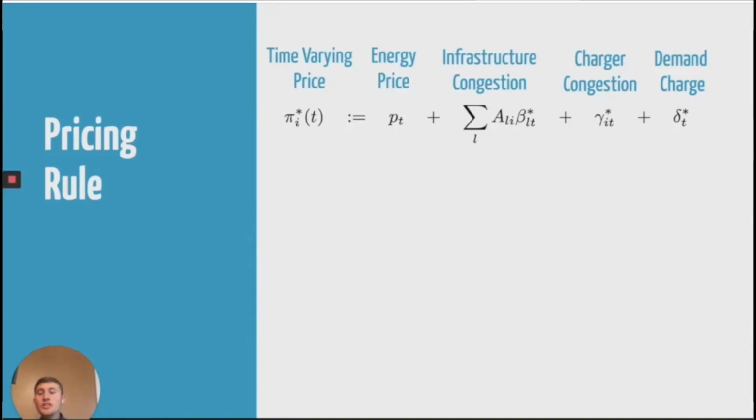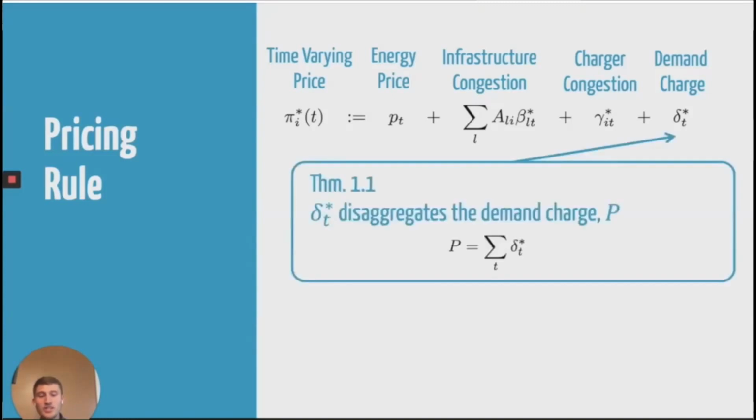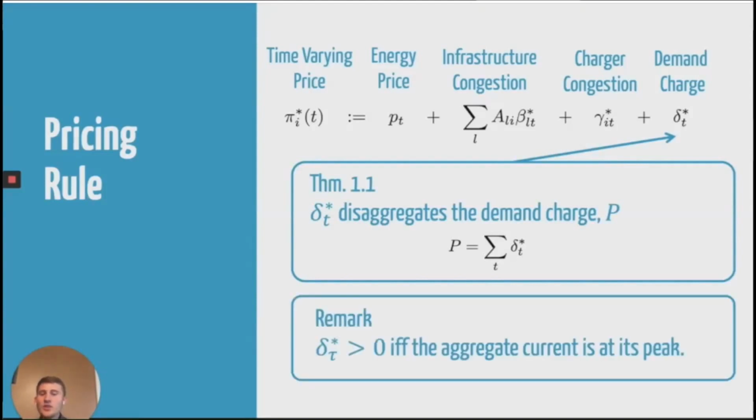And because we're using a dual formulation, we can extract many interesting properties about this pricing rule directly from the dual formulation. In particular, we can show that delta disaggregates the demand charge such that the sum over all time of this delta is the same as the demand charge. The reason this works is that we know by complementary slackness that delta is only greater than 0 if and only if the aggregate current is at its peak at that time instance.